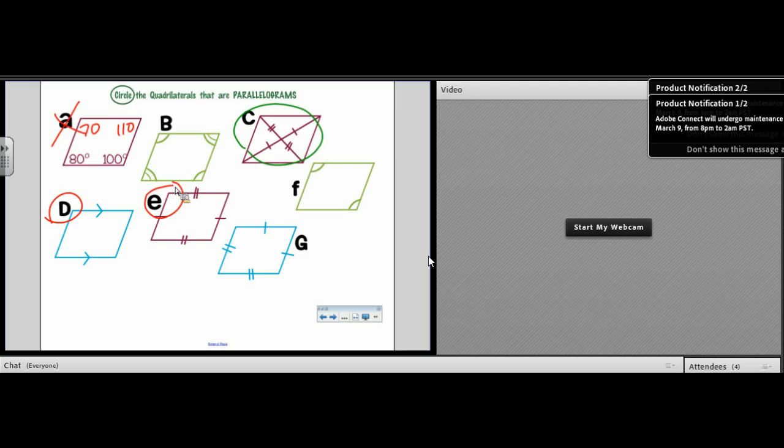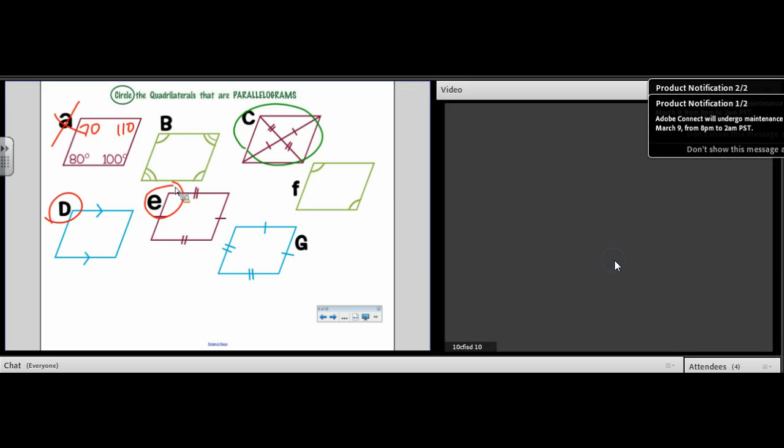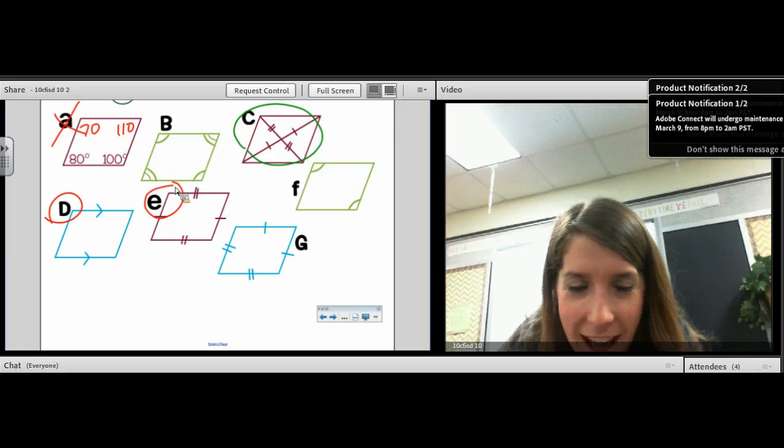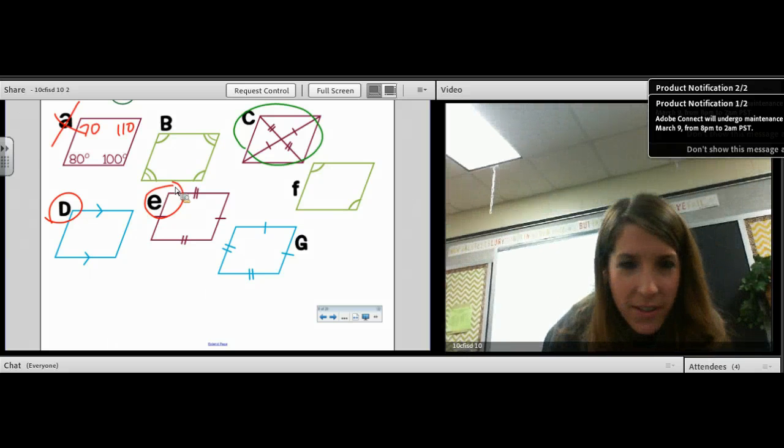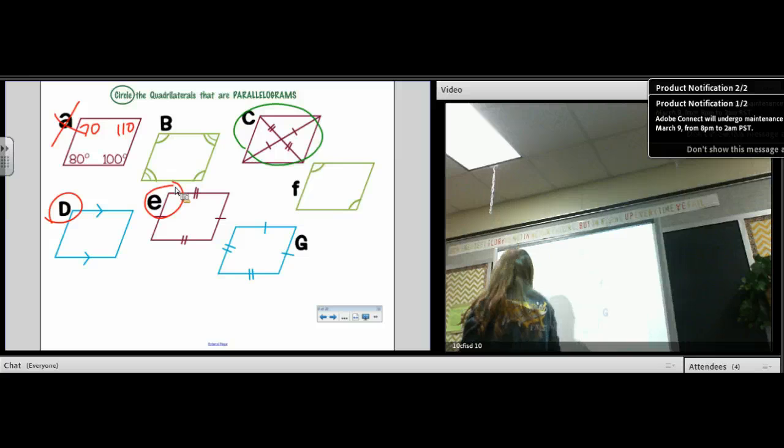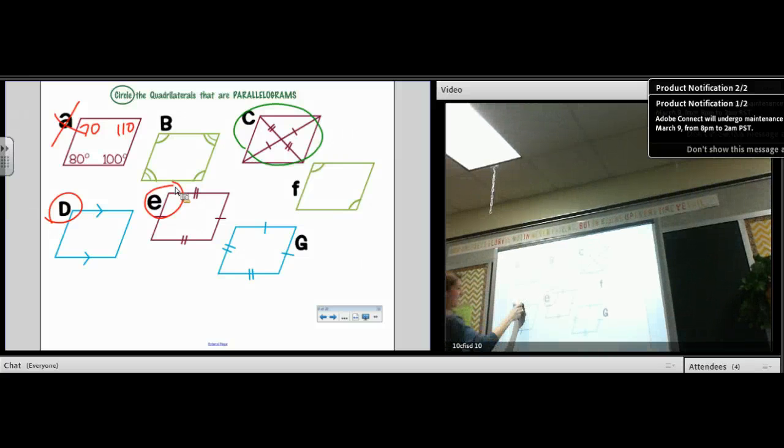Okay, so in D, we've got one pair of opposite sides. Oh no, my camera went out. I know which one's a parallelogram, because D only has one pair. On your checklist, it says both pairs of opposite sides have to be congruent.